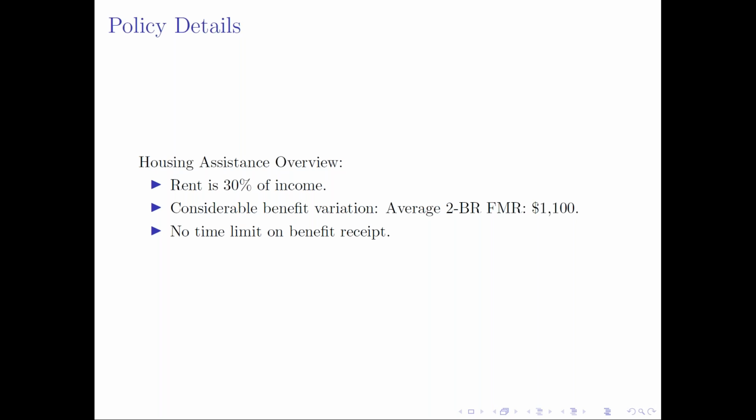On average, the fair market rent for a 2-bedroom unit is $1,100 per month. That's according to HUD, which sets the maximum amount that someone with a housing choice voucher could spend on a unit. And so we think of the difference between the maximum you could spend on a unit and what you pay in rent as the net benefit of being on housing assistance.